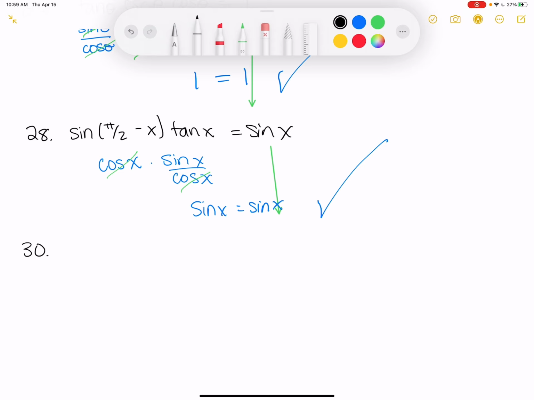All right, number 32: 2 minus the cosine squared of theta is equal to 1 plus sine squared of theta. We're going to have to move stuff with this, because it's a negative cosine.